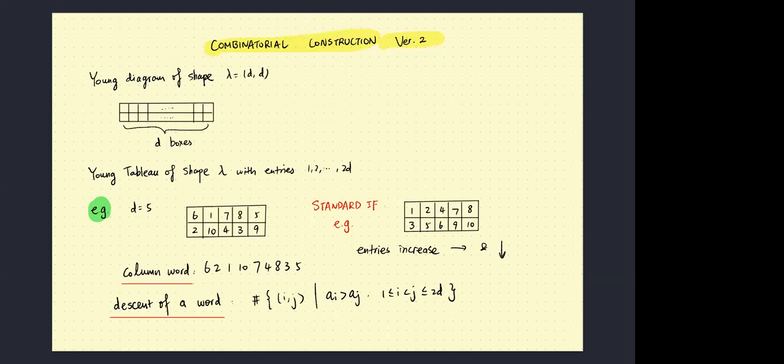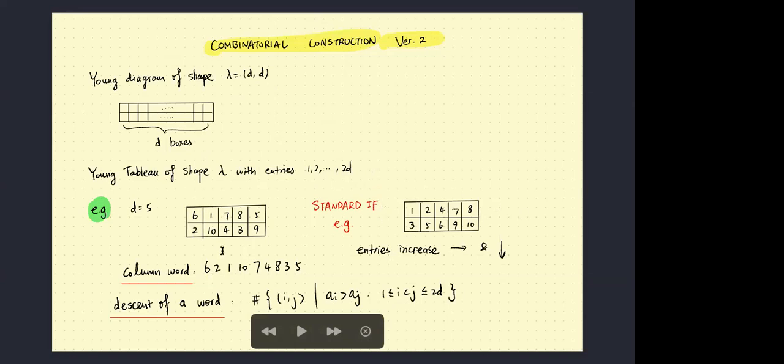Classically, these Specht modules were constructed using things like Young tableaux and Young diagrams. So I'll start with a Young diagram with this shape, and a Young tableau with entries from 1 up to 2d would be a filling of the boxes by these entries. So a general tableau does not have any restriction on the order of the entries, but if it's a standard one, then the entries must increase along each row and along each column.